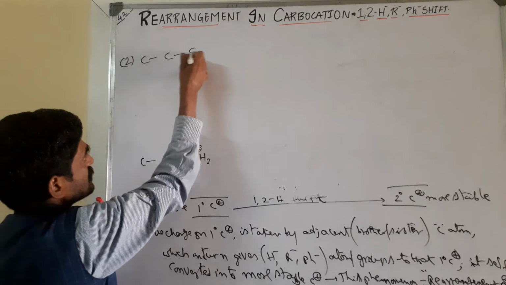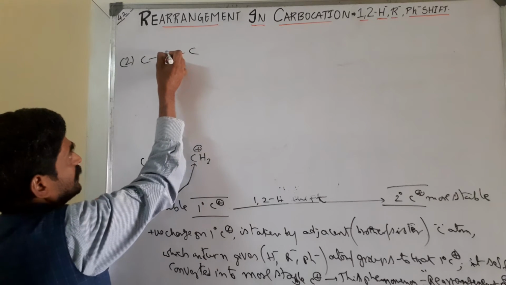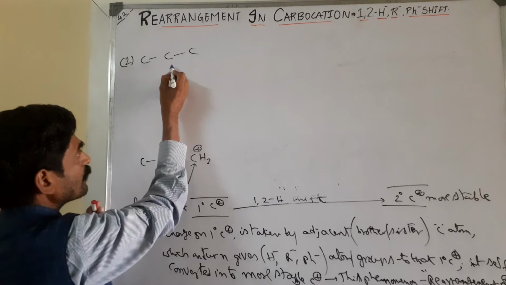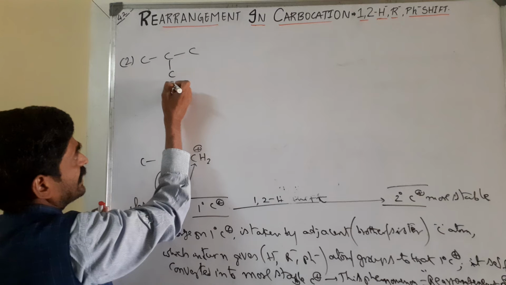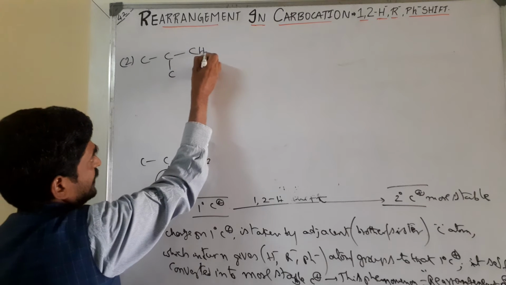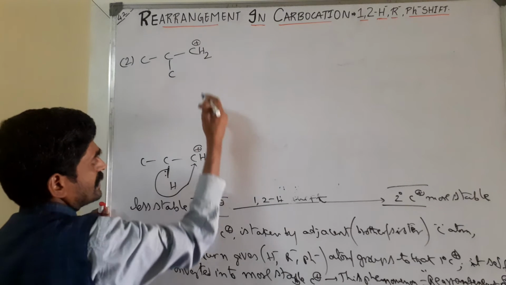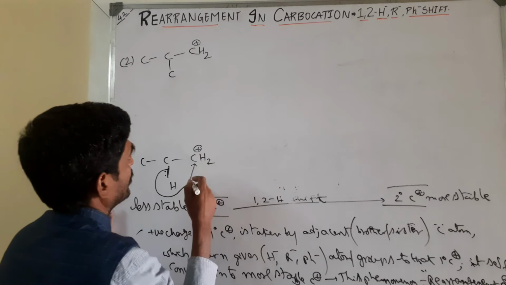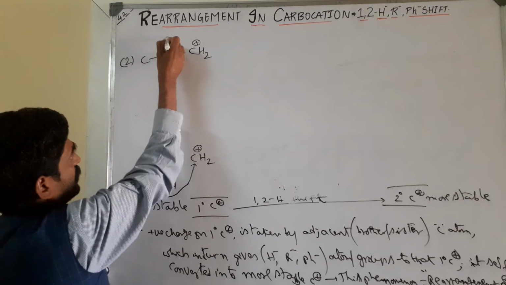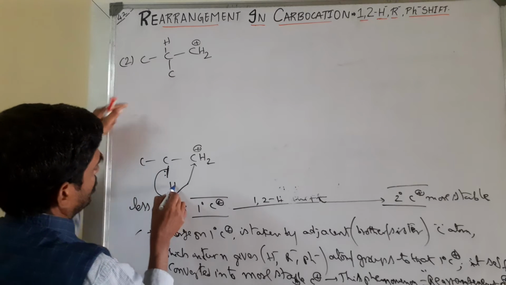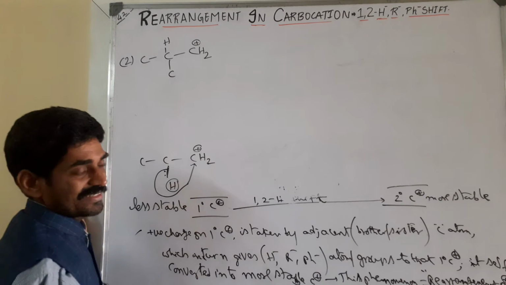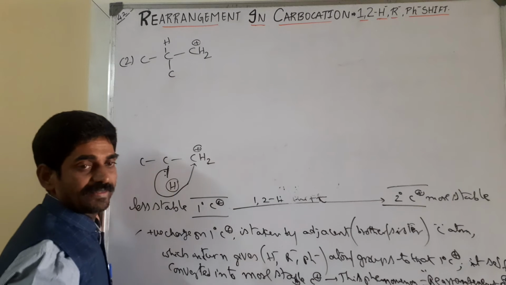So here, how many carbons are there? 3 carbons. And here I am just adding one more carbon atom, that is a methyl group. Here there is a hydrogen atom, right? So here 2 hydrogens are there, and in the place of this hydrogen, I took a methyl group. That's it. So that is the change I made here.